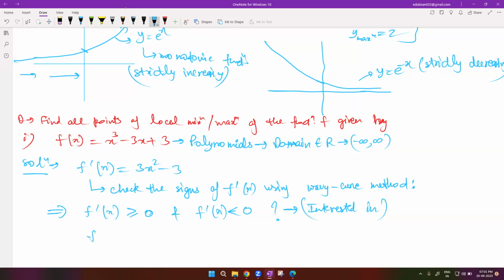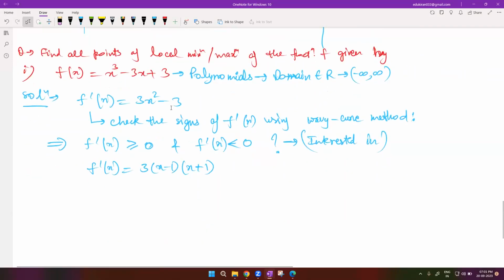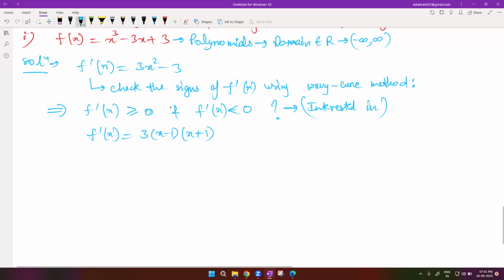So let's start applying wavy curve to it. For applying wavy curve, we have to factorize this. So take 3 common, this would be x square minus 1, and x square minus 1 can be further factorized into x minus 1 into x plus 1, right? Now I want to apply wavy curve. For wavy curve, we should have an inequality, right? We have discussed that if we have an inequality, then wavy curve will be applied. But we don't have any inequality here, right?